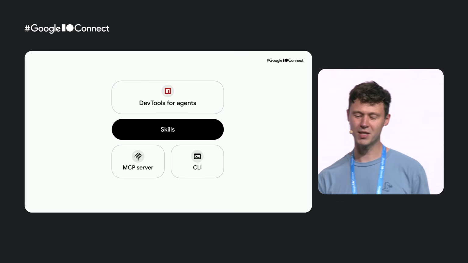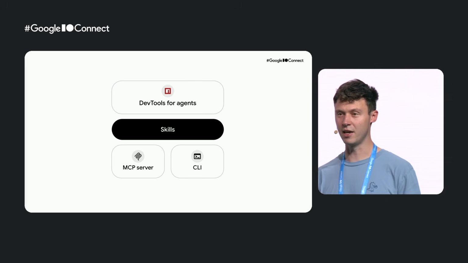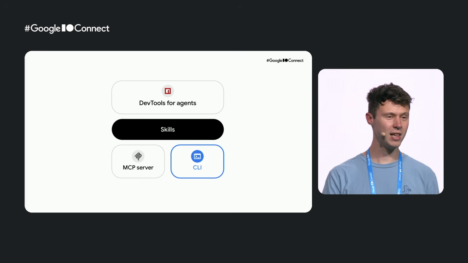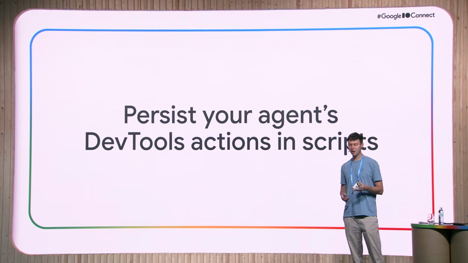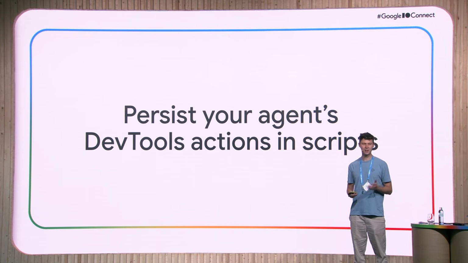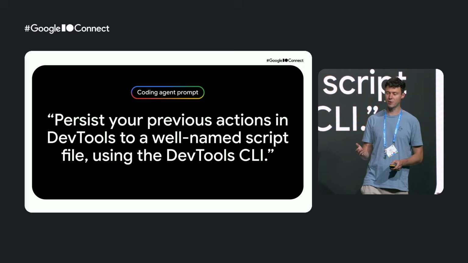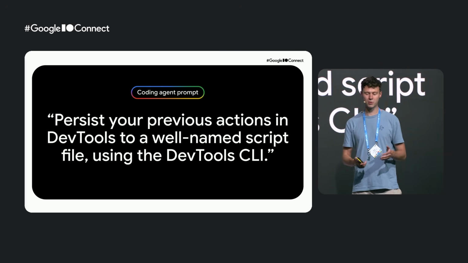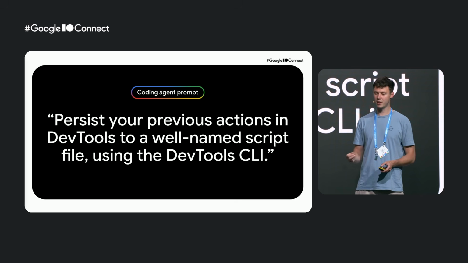While all of those examples you've just seen work with the MCP server and the CLI equally, some of them are perfect for the CLI because the CLI can also run outside the agentic loop. This allows you to persist your agent's actions to shell scripts. Here's how it works. After you're done with your debugging workflow, just prompt: persist your previous actions in DevTools to a well-named script file using the DevTools CLI.